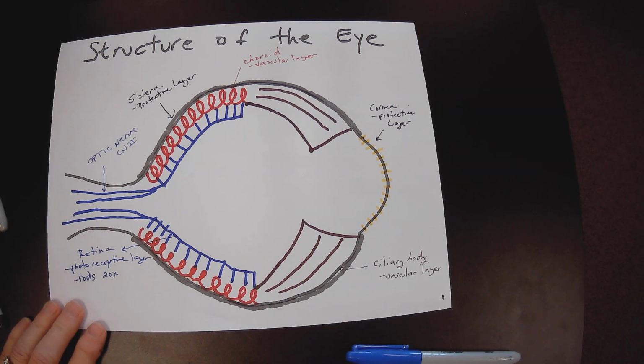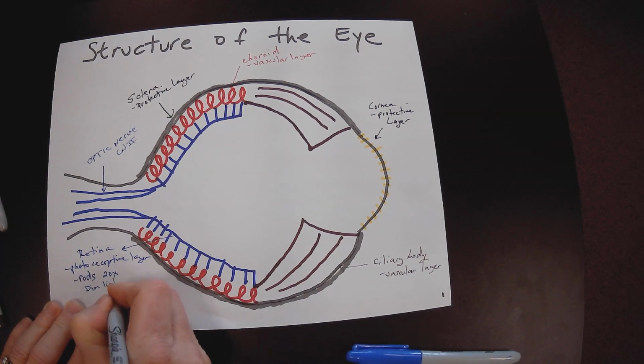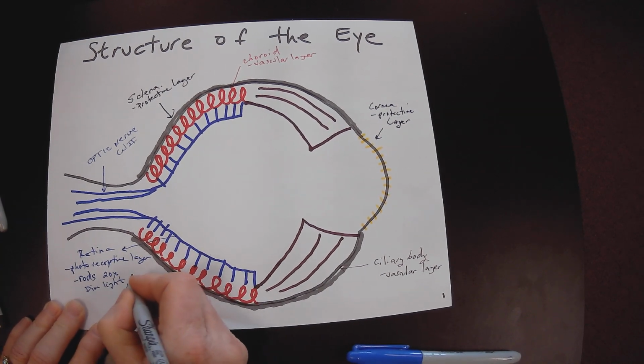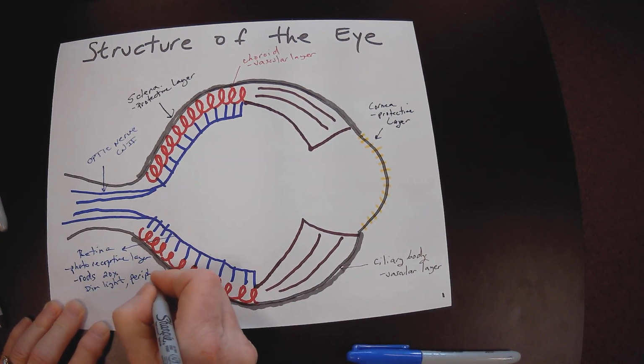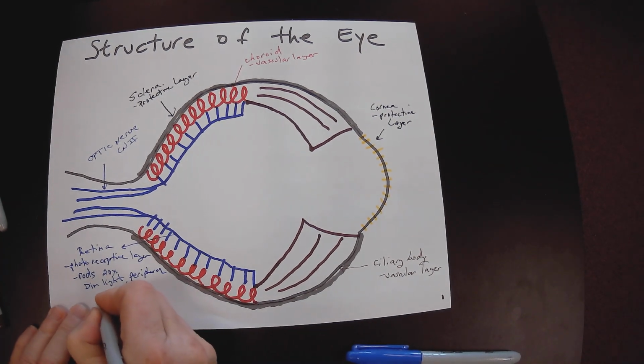Okay, and does anyone know, do rods work in bright light, dim light? What do they see? Any thoughts? Yeah, they're good for dim vision, dim light, peripheral vision, so peripheral movement, and actually motion.